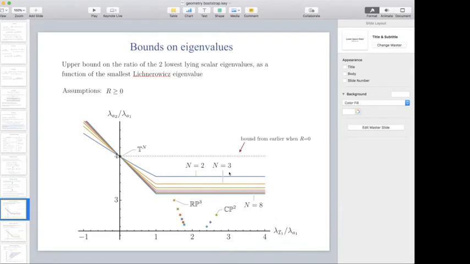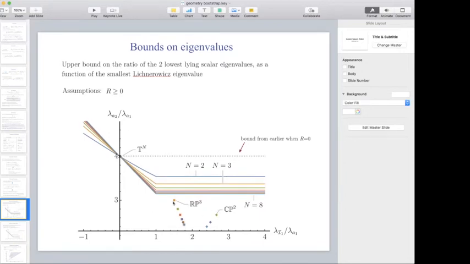The bound that we found earlier when the curvature is equal to 0 is this gap of 4 that can't be exceeded. But now we're going to get stronger bounds using this full numerical procedure. Here the various lines are just the dimension of the internal manifold. The blue line is for two-dimensional internal manifolds, and then three-dimensional and so on. And these are upper bounds, so any true manifold that you have has to lie below these curves.